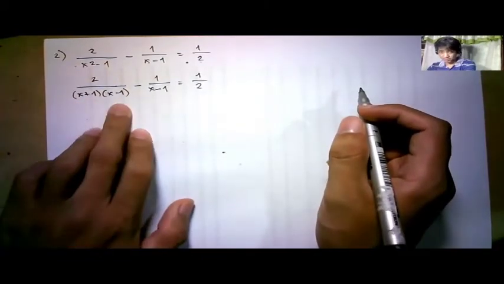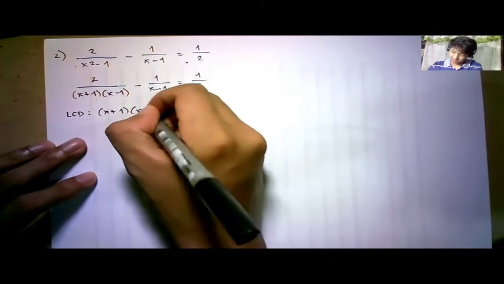And then identify the LCD. So what will be the LCD for this one? The LCD will be x plus 1, x minus 1, and then 2. So the LCD is x plus 1 times the quantity x minus 1 times the constant 2. And then we are going to multiply the LCD to both sides of the equation.